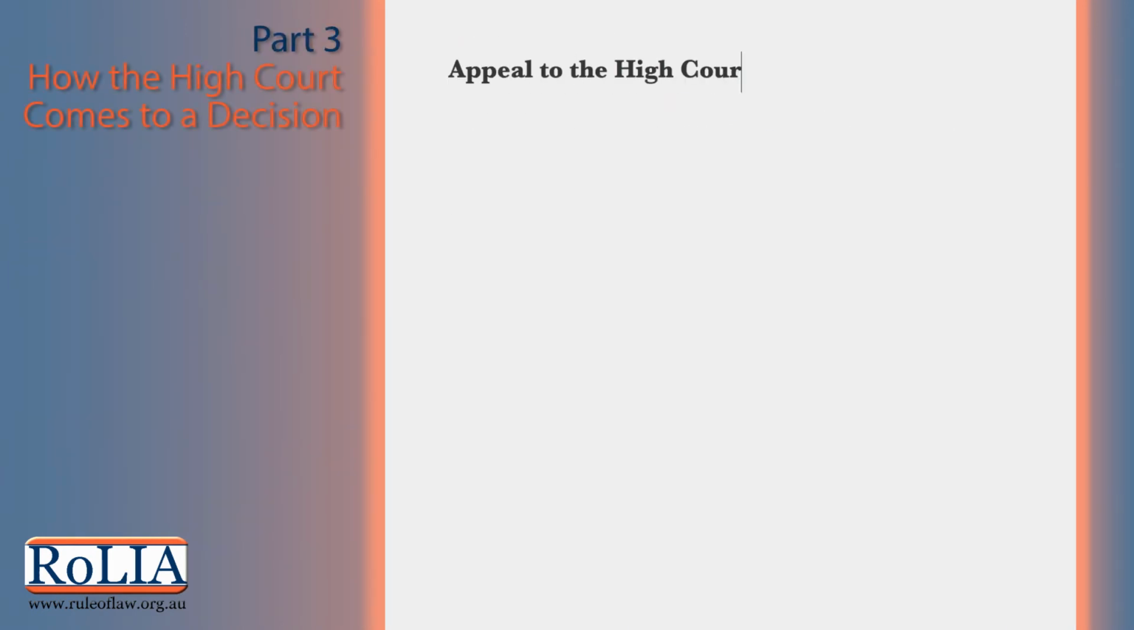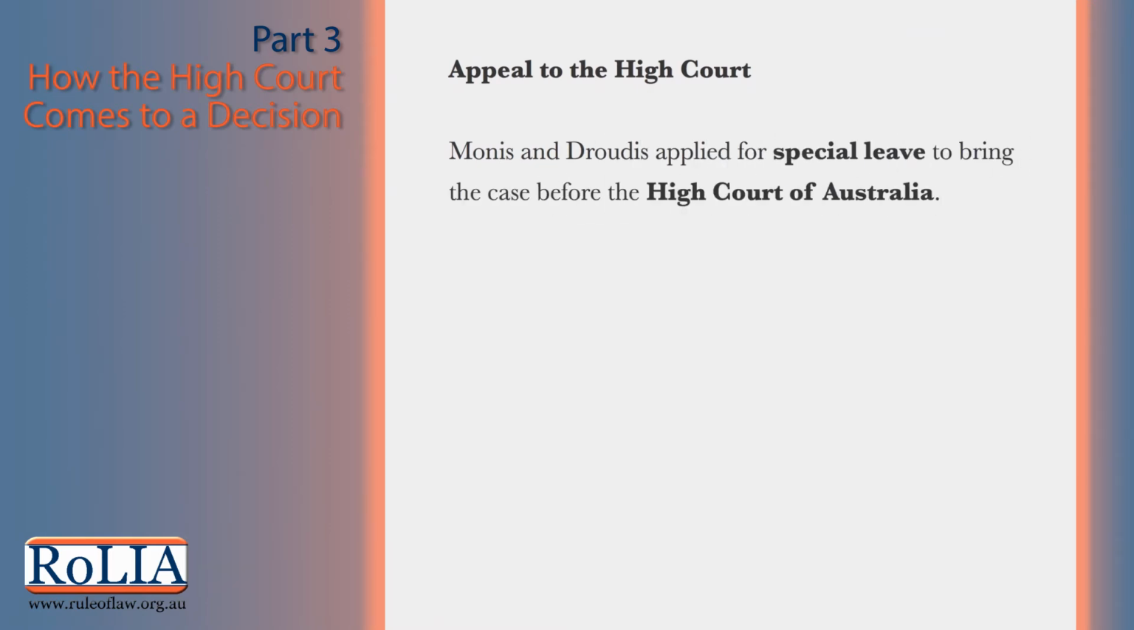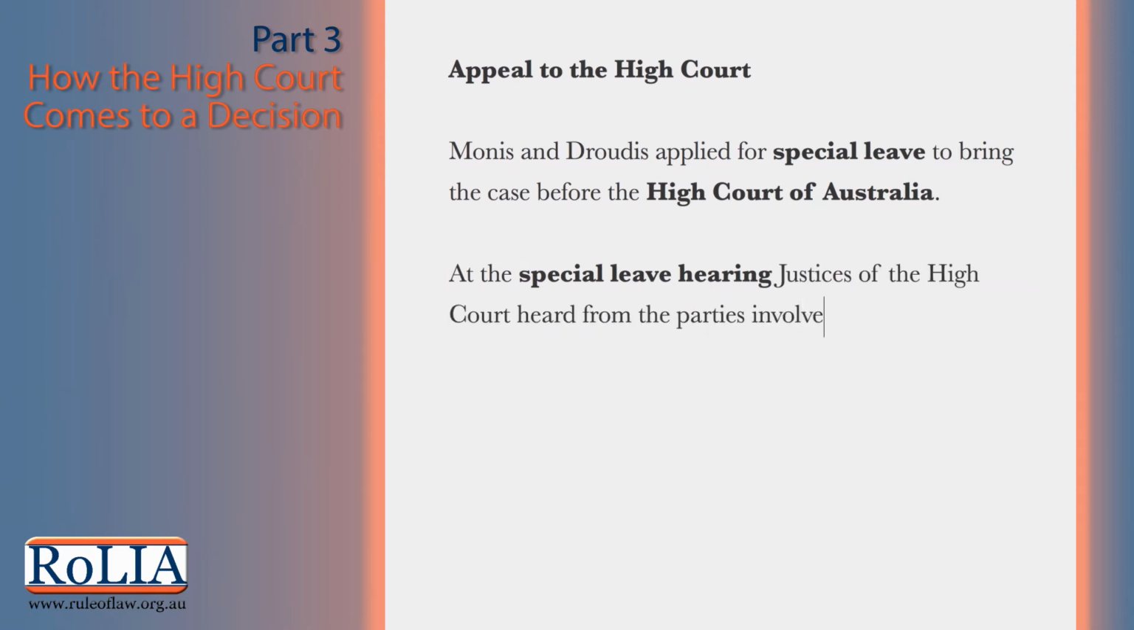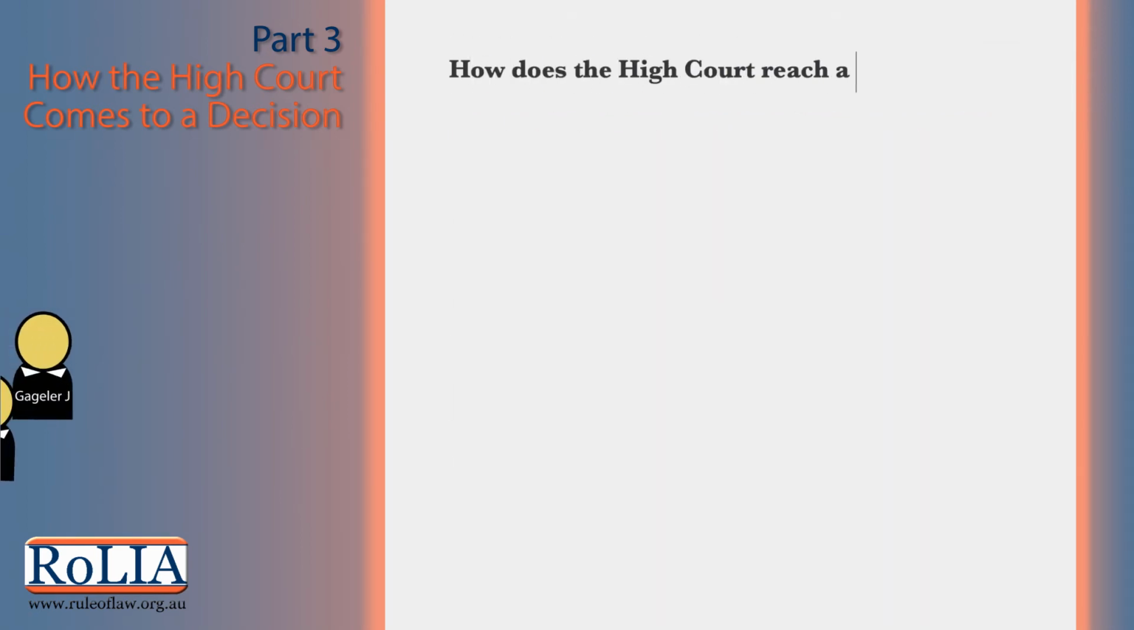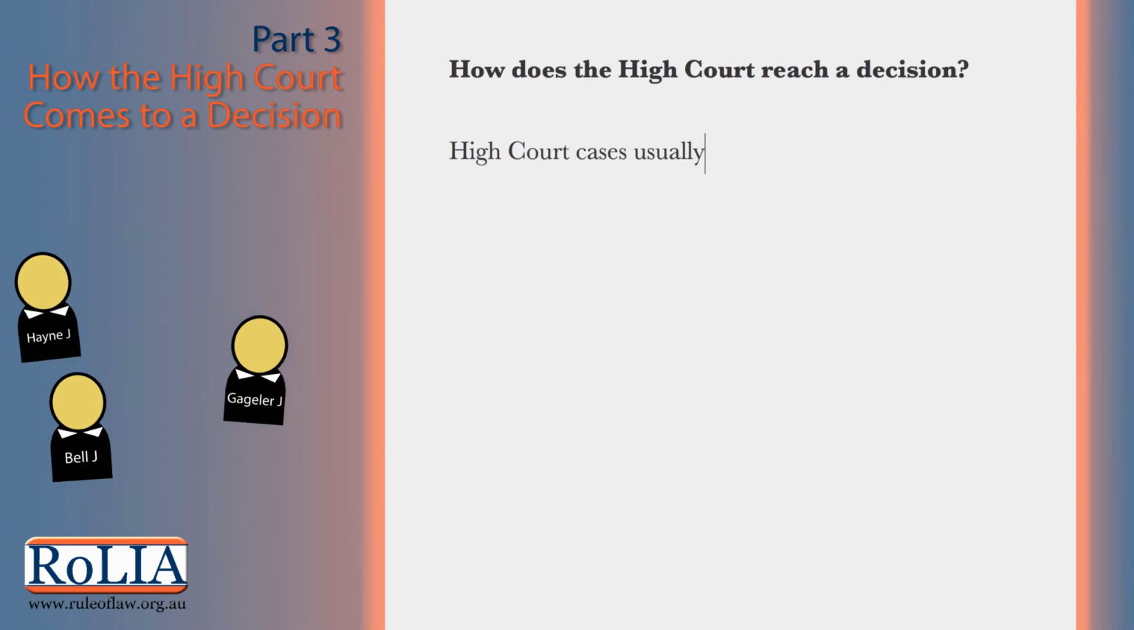Monis and Droudis then applied for special leave to appeal to the High Court. 3 justices heard the special leave application and decided that it should go further to a full hearing. High Court cases can involve up to 7 justices hearing one case.